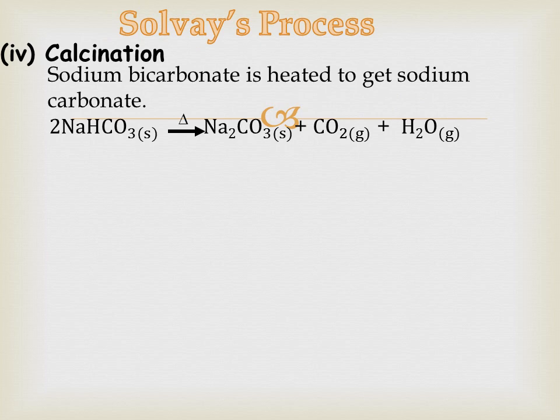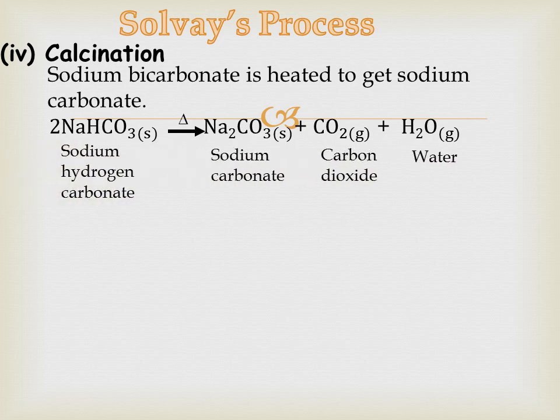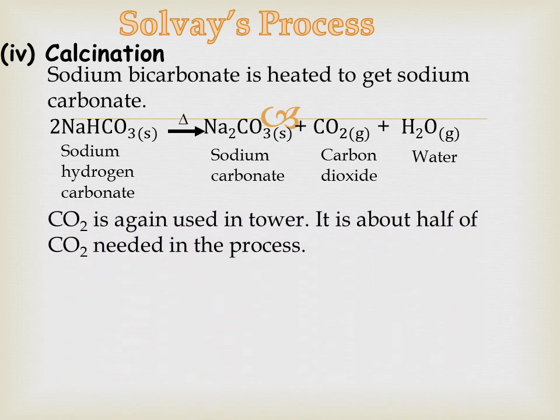When you get that sodium bicarbonate, you have to heat it, and that heating process is called calcination. Sodium bicarbonate decomposes to give sodium carbonate, which is in solid form, carbon dioxide and water. And as you know, in this whole process we don't want to waste anything. So this carbon dioxide is again fed into the carbonating tower, but actually this is not the actual amount of carbon dioxide which is used in the carbonating tower.